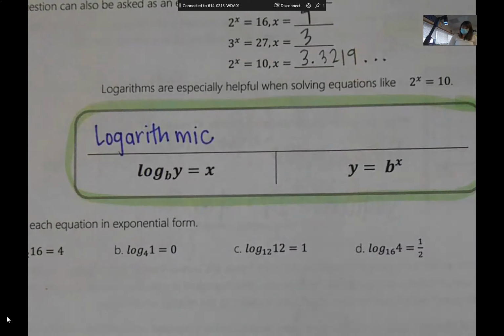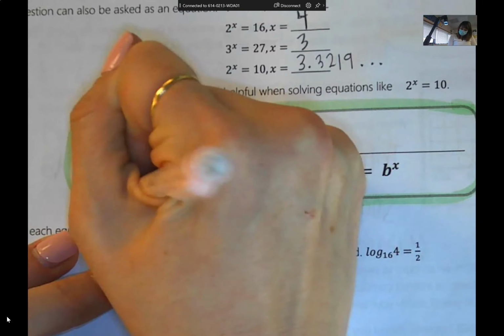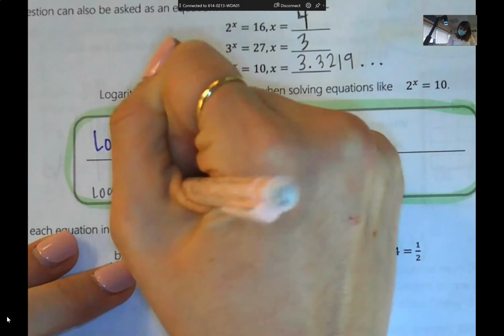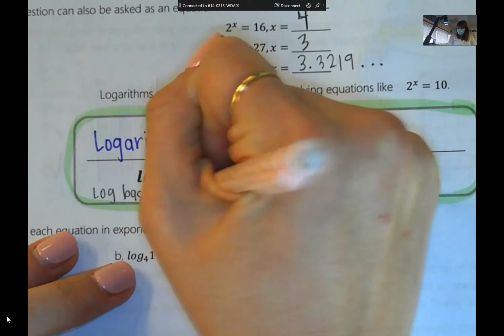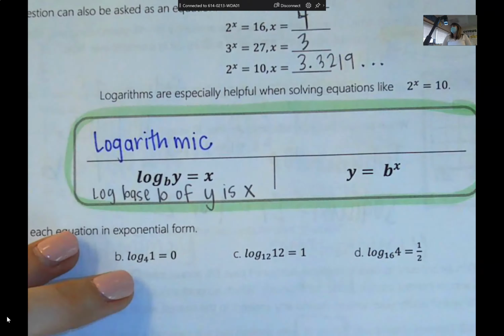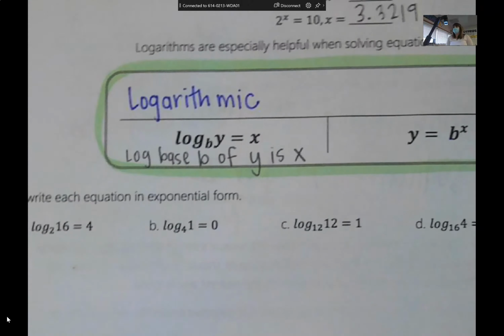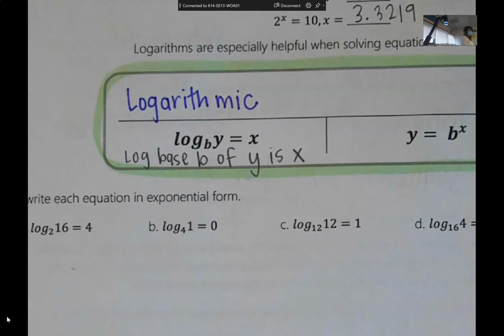How you read this is log base b of y is x. You'll feel better about that after we do examples. It might seem a little bit crazy right now, but I promise it's much more manageable once we actually have numbers. So you would read that log base b of y.